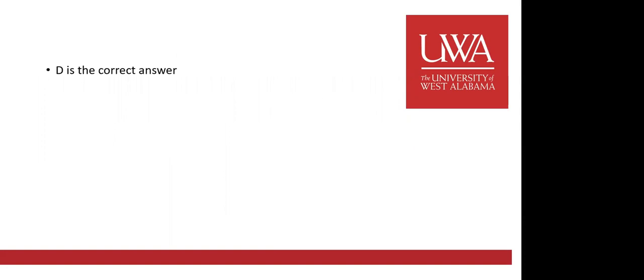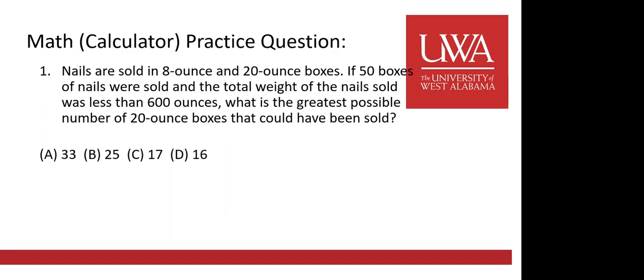So for this question, you should have gotten letter D, and let's work that out. Let's see why we got 16. The first thing you're going to want to do is turn the question into a system of equations with two variables. So X equals the number of 8-ounce boxes sold. Y equals the number of 20-ounce boxes sold. The total number of boxes sold was 50, and less than 600 ounces were sold. So X plus Y equals 50, and 8X plus 20Y is less than 600. You want to remember that the total weight of nails was less than 600 ounces. X equals 50 minus Y.